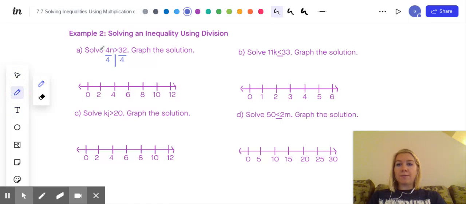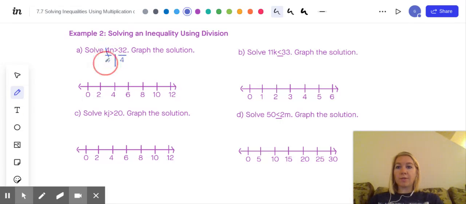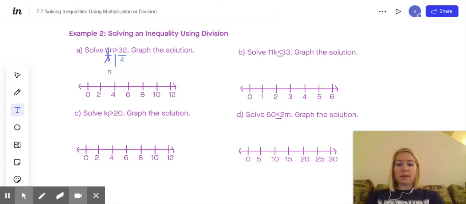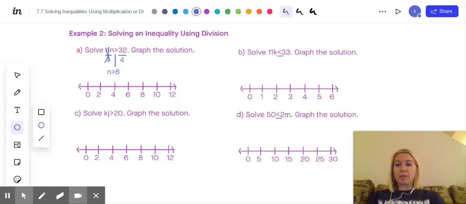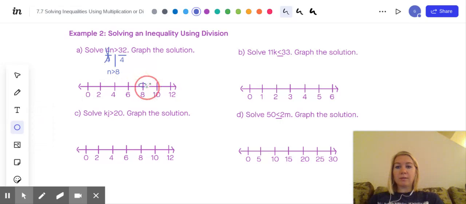Let's see, I know 4 divided by 4 is 1. So we can just cross those 4's out on the left side. So we just have n. N is greater than, and then 32 divided by 4, I know that's 8. So we can go ahead and graph that. It's going to be an open circle because 8 is not a solution. And n needs to be greater than 8.